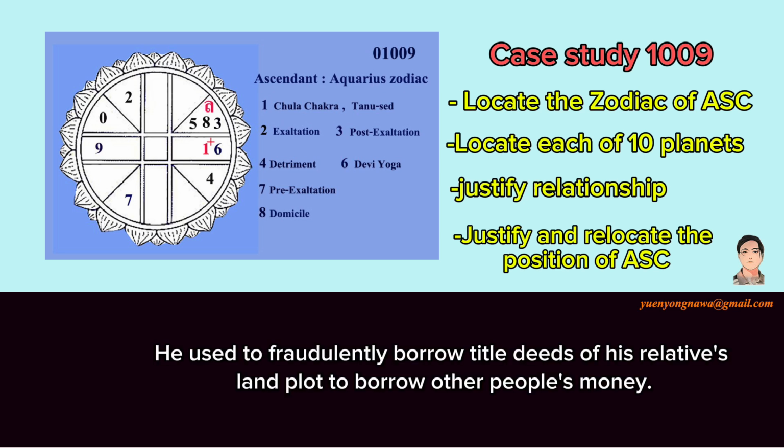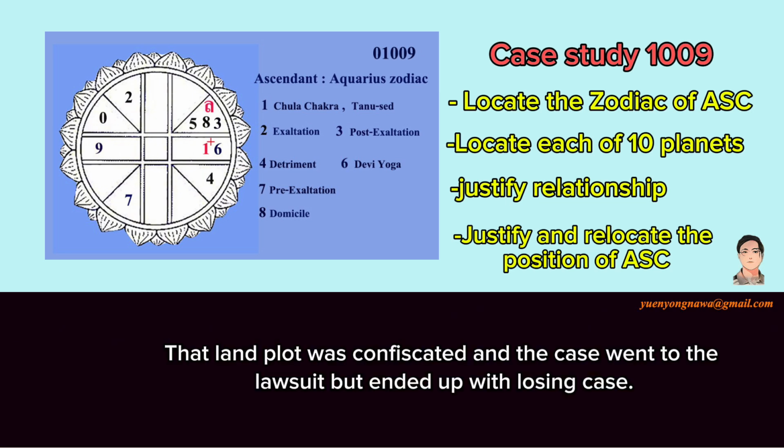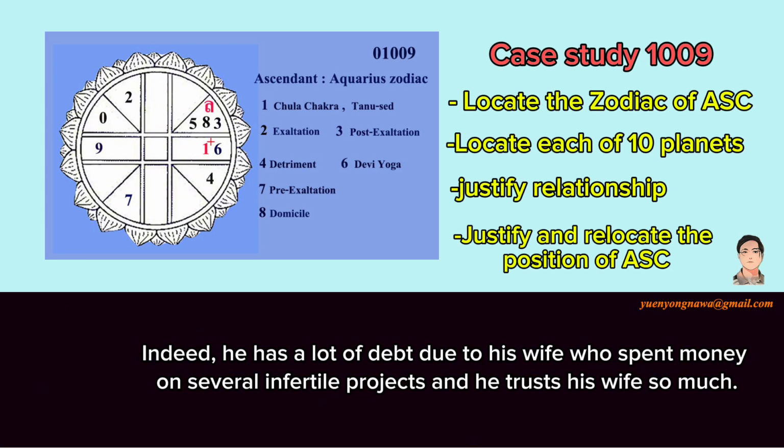He used to fraudulently borrow title deeds of his relatives' land plots to borrow other people's money. That land plot was confiscated and the case went to lawsuit, but ended up with him losing the case. Indeed, he has a lot of debt due to his wife who spent money on several infertile projects, and he trusts his wife so much.